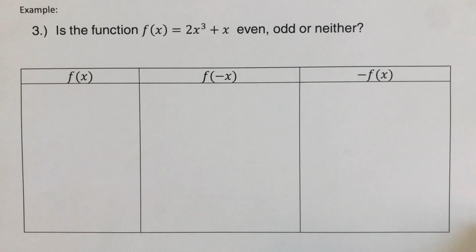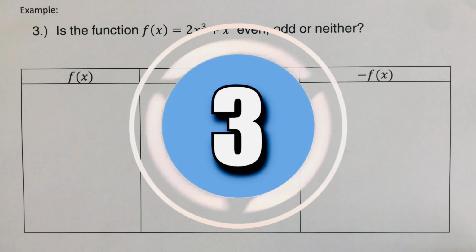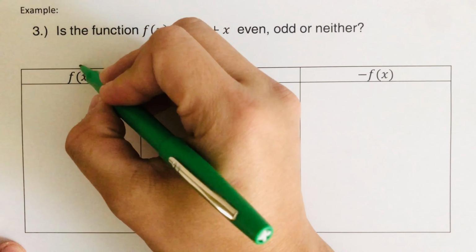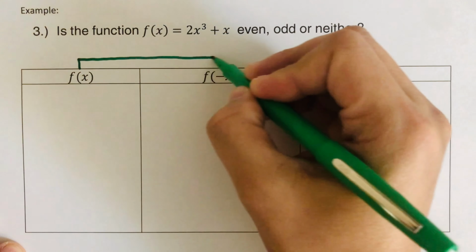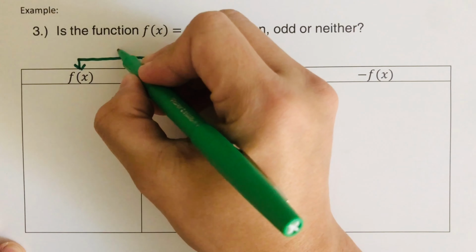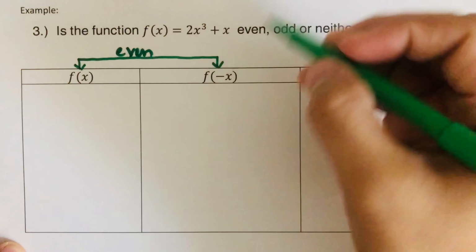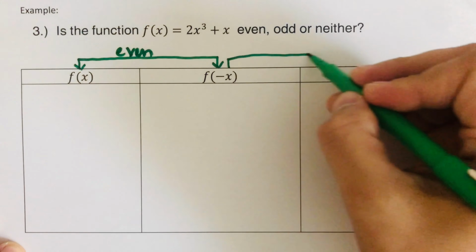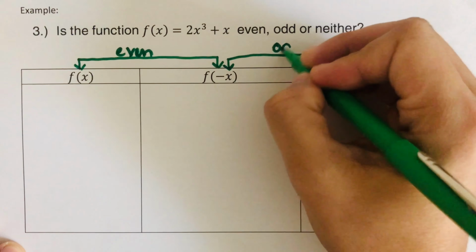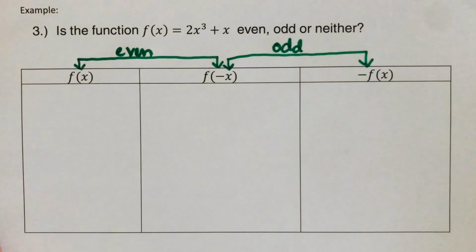This time I would encourage you to pause this video and try this problem out on your own. And when you're done, unpause it and check your answer. Okay, so we go over the problem here. Again, if f of x equals f of negative x, the function is going to be classified as even. And if we have an f of negative x equal to negative f of x, it's going to be odd. Other than that, it's going to be classified as neither.